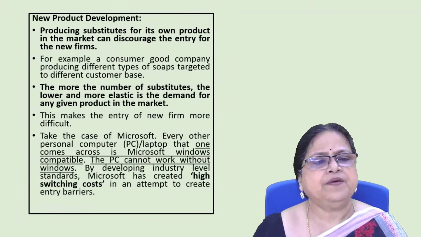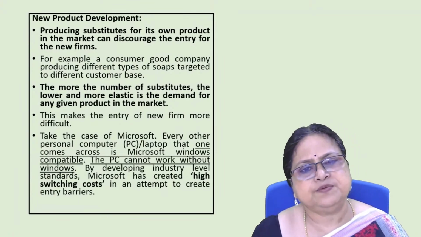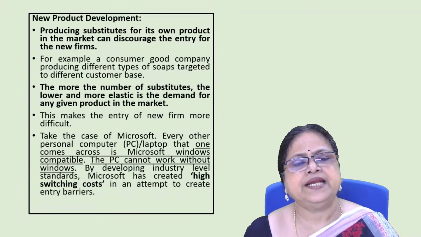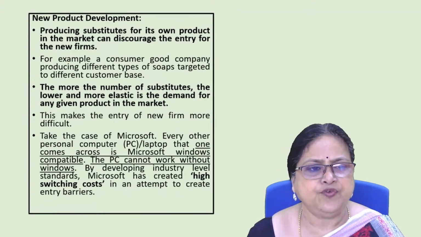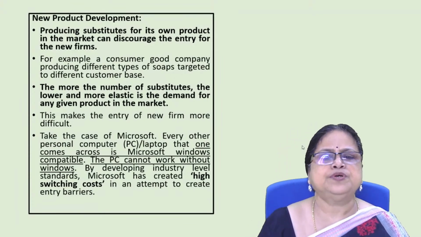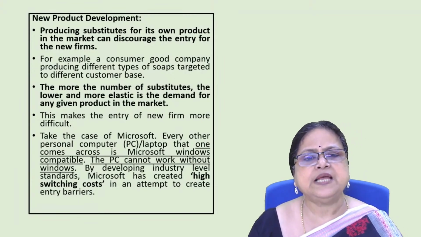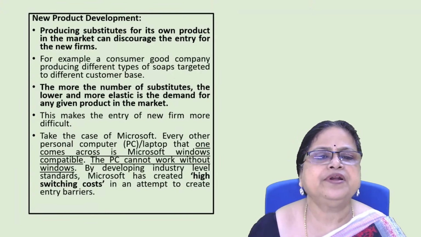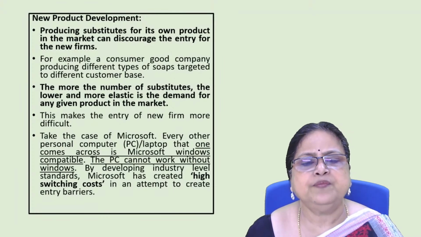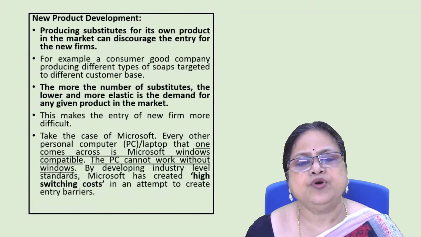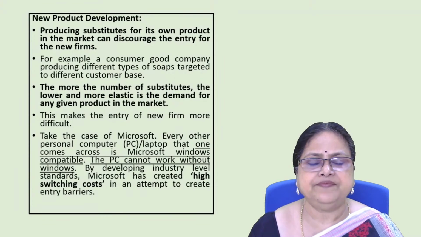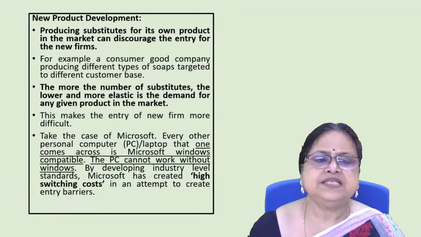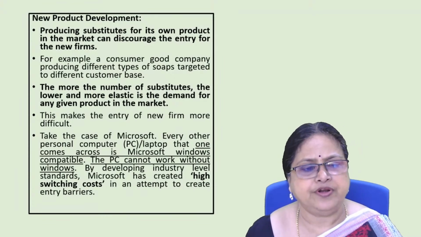That is new product development, that is, producing substitutes for its own product in the market, can discourage the entry of new firms. For example, a consumer good company producing different types of soaps targeted to different consumer bases. The more the number of substitutes, the lower and more elastic is the demand for any given product in the market. This makes the entry of new firms more difficult.